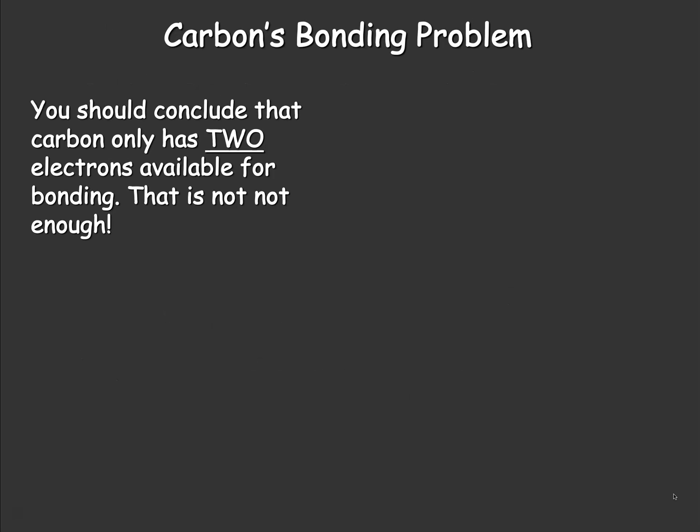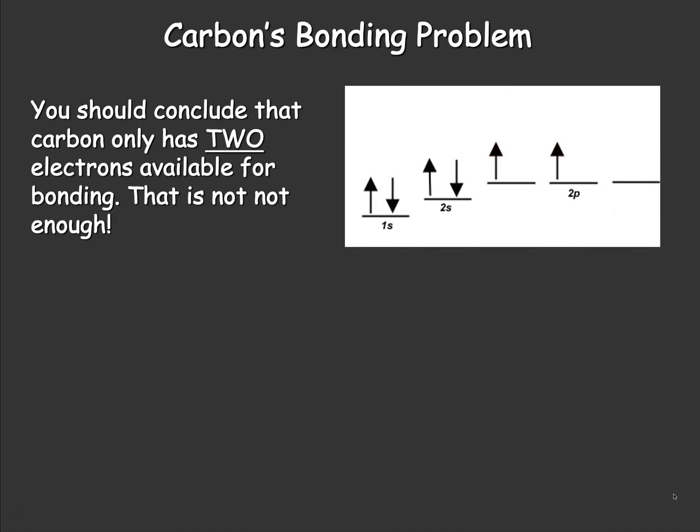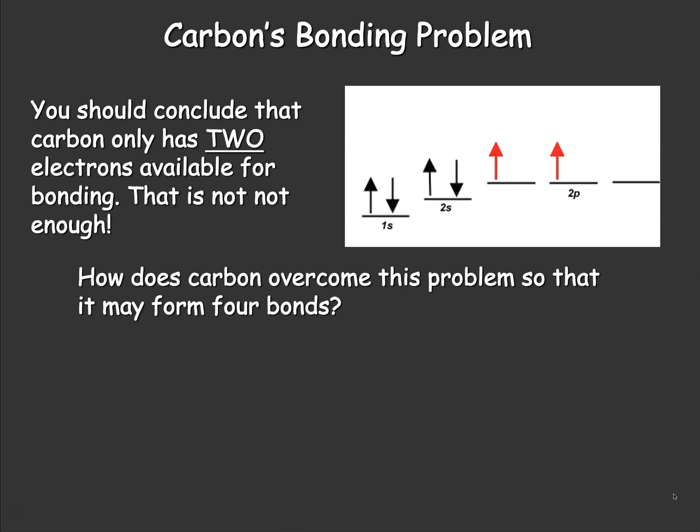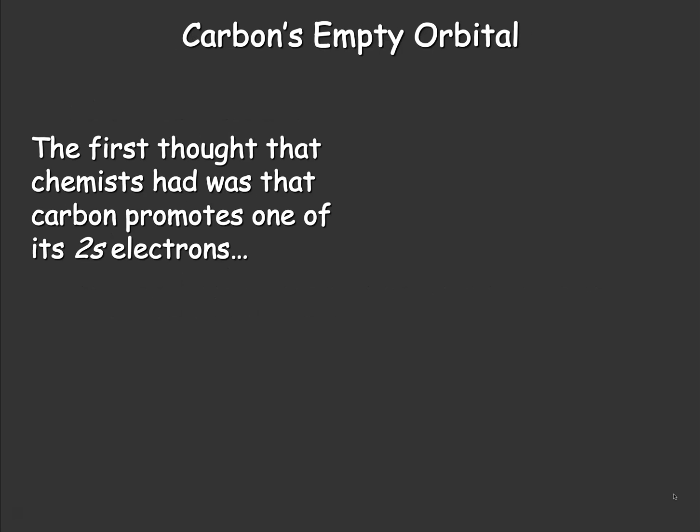So as we said, concluding that carbon only has 2 electrons available for bonding, but that is not enough. Those 2 are available, but carbon does make 4 bonds. So carbon somehow overcame this problem to make 4 bonds. What are some possible ideas that carbon could come up with in order to go from making 2 bonds to making 4 bonds? That's a thought we need to have.